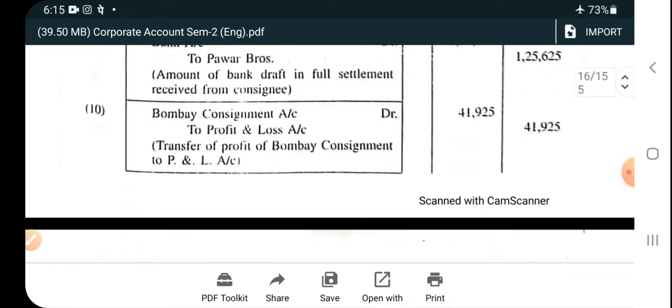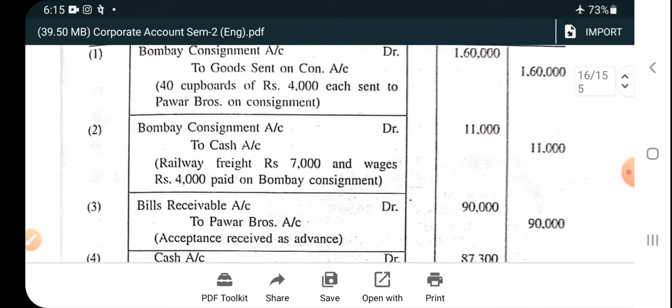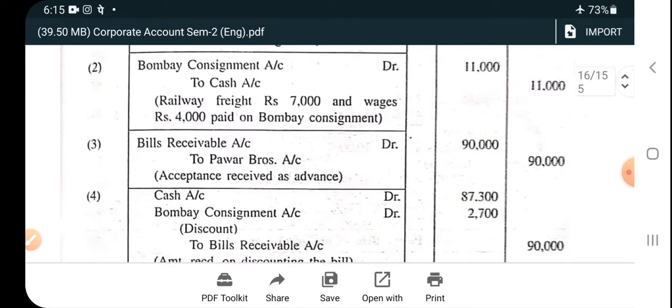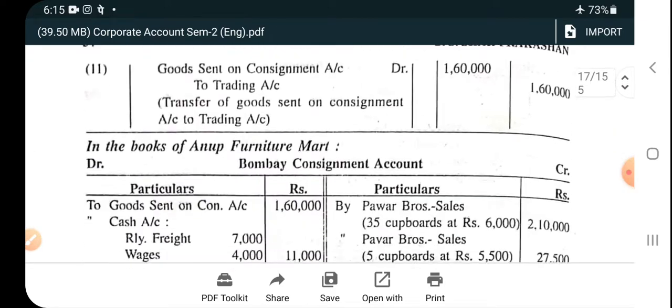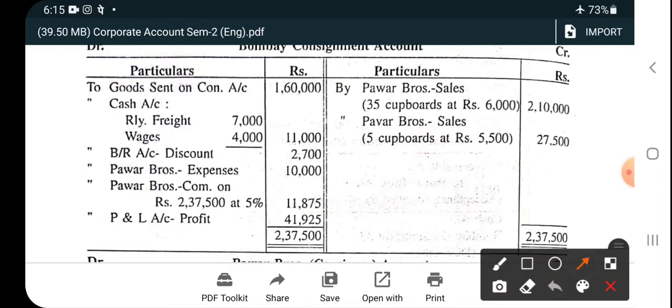Let us discuss journal entry number 2. As per journal entry number 2, the consignor paid expenses for railway freight and wages of 11,000 rupees. So consignment account debit to cash and bank account. In the consignment account, the second journal entry is for 11,000. This is the effect in the book of the consignor in the consignment account for 11,000 rupees.